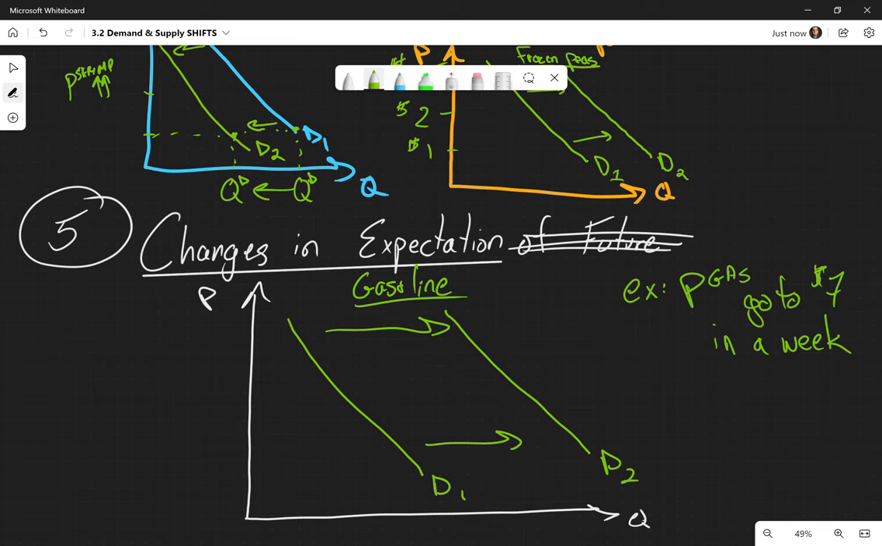Quality. Questions on demand shifters? Okay.